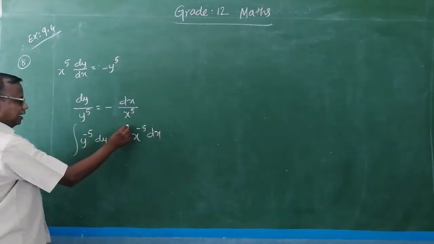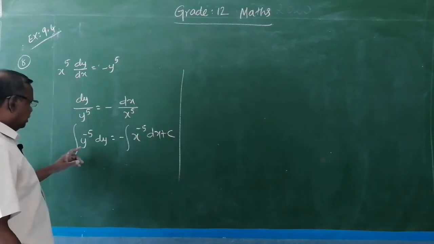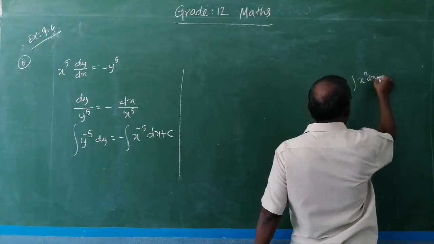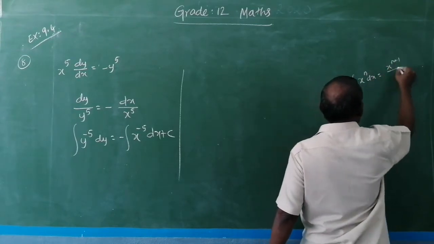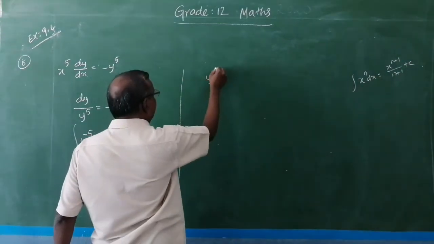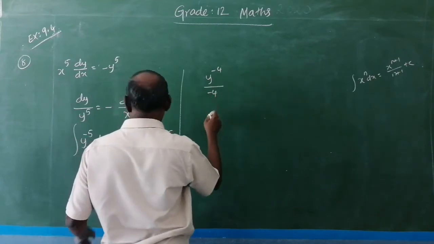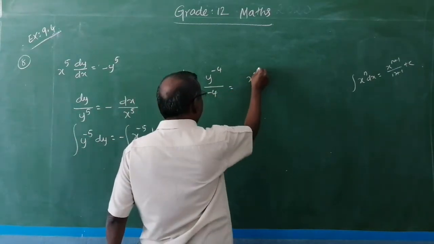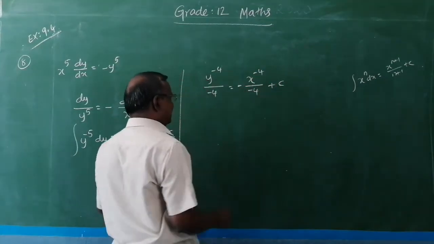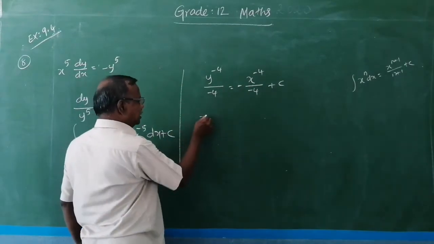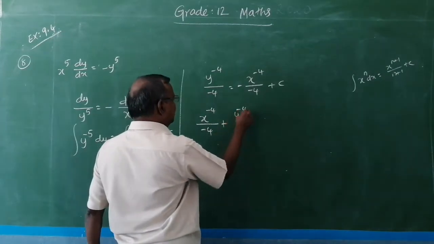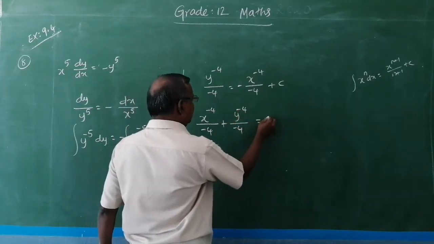Now integrating on either side, here itself, using the formula that the integral of x^n is x^(n+1)/(n+1) + c. Accordingly, y^(-4)/(−4) = x^(-4)/(−4) + c. So this is minus. Bring the term here: x^(-4)/(−4) + y^(-4)/(−4) = c.